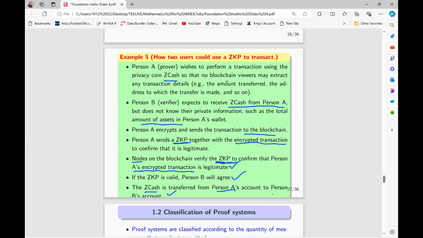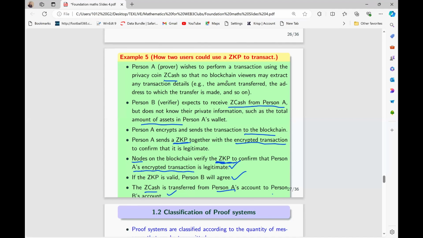Now, all these transactions have happened, but person A has concealed the information. In fact, at the end of the conversation, person B does not even know the amount that person A has in his wallet. The only thing that will move from person A's wallet is the amount they agreed to move. What they agreed to move is what will move, what is in that transaction. But the rest, nobody can know what it is.